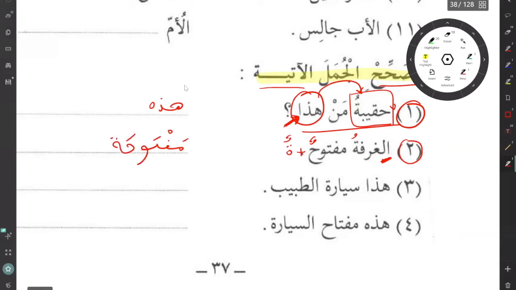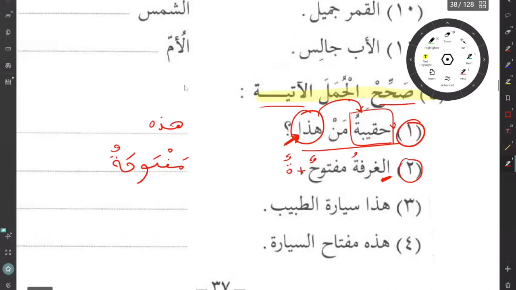Maftuhatun. Remember the rule. Whenever I have to make my screen better so I can type better. Whenever you add tamarbuta, the only thing you have to think about is putting what? Putting fatha on the letter before, and then that's it. Maftuhatun, right? Maftuhatun. Now, so next one.